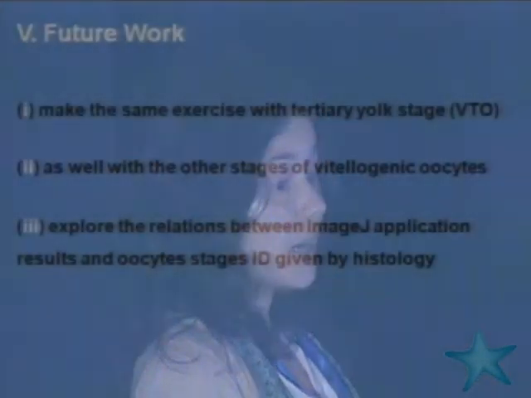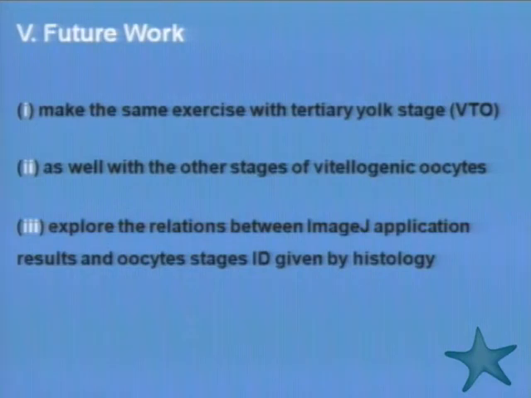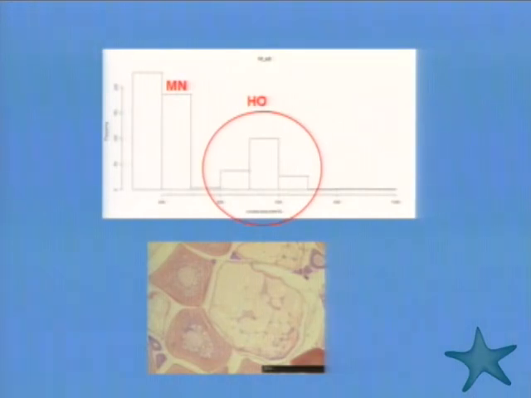I think we can make the same exercise with other vitellogenic oocytes to see what we get and explore the relations between the ImageJ data and the identifications by histology. This is just a small example. This is our image of our histological section, and this is the data given by ImageJ. You can see here we have the two cohorts quite defined.